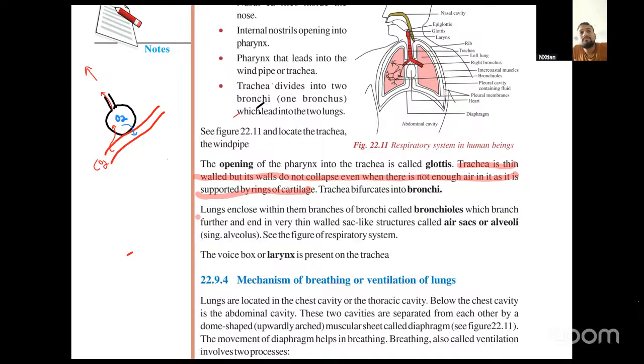Understood? But it won't be possible for the blood to go into the alveoli.